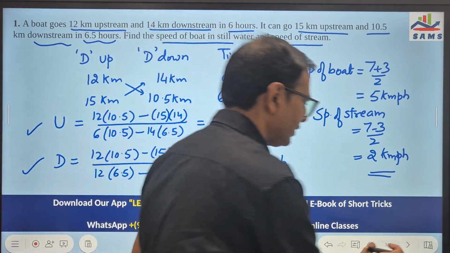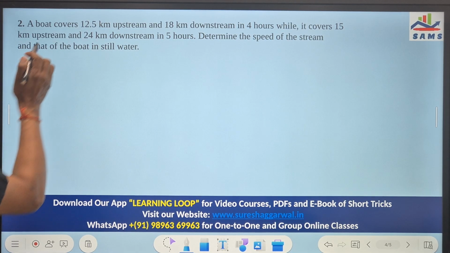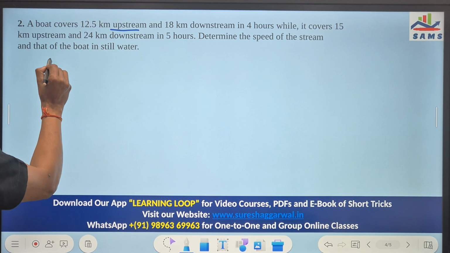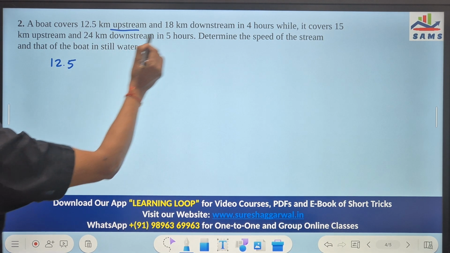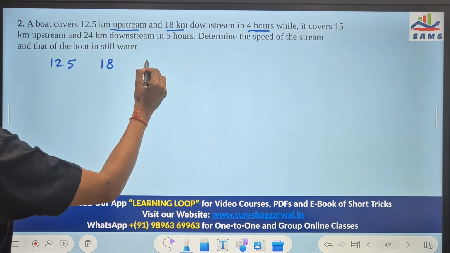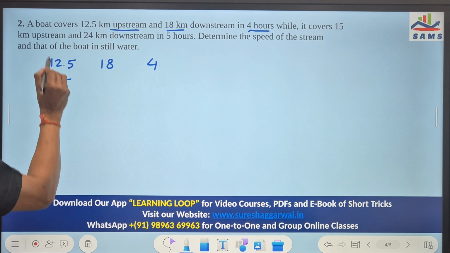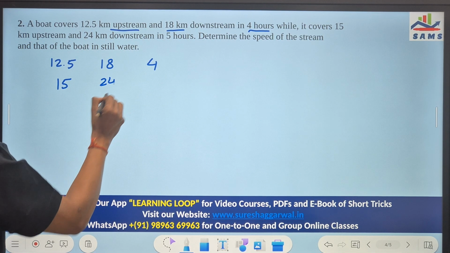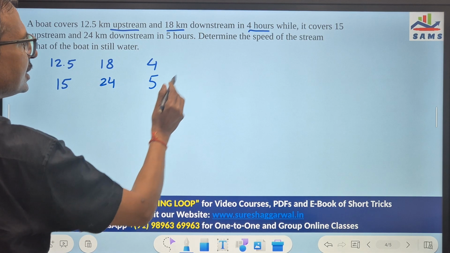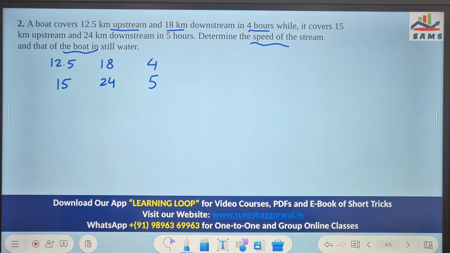Let's do one more question. Here you can see we again have the same situation where we have upstream 12.5, downstream 18, and a time of 4 hours. So 4, 15 upstream, so 15, 24 downstream in 5 hours. So again we need to find the speed of stream and the speed of boat in still water.